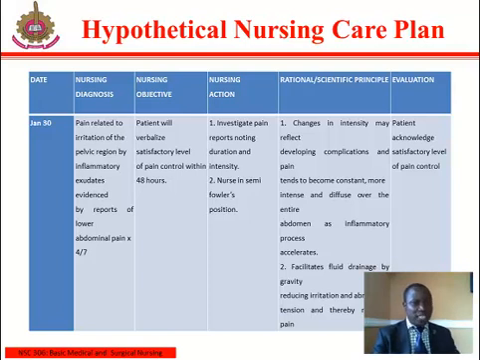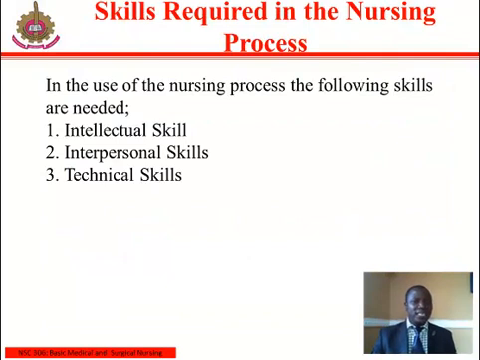At the end of all these actions, your evaluation will be: patient acknowledges satisfactory level of pain control. Skills required in the nursing process. Number one is intellectual skill. Intellectual skill requires critical thinking. Once the nurse has assembled a body of facts, she uses critical thinking to sift through the information and start generating ideas about what it means.